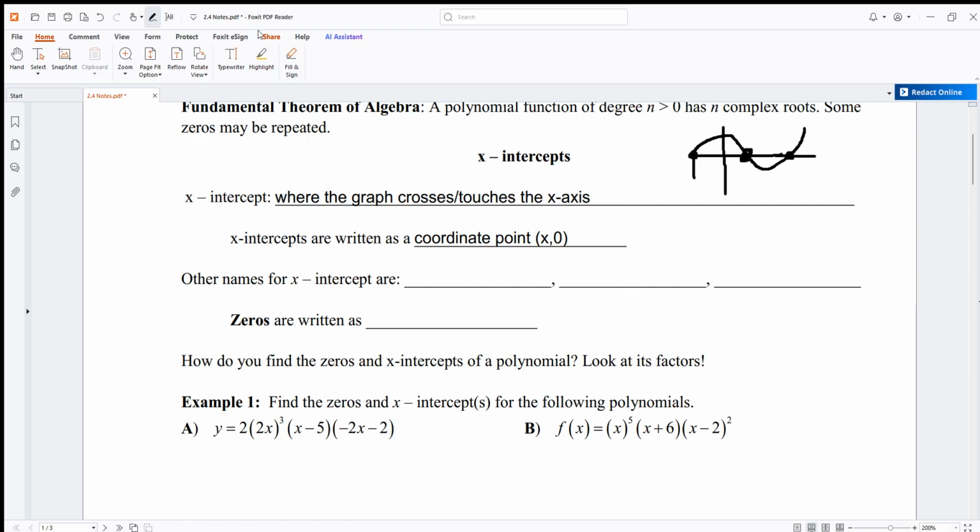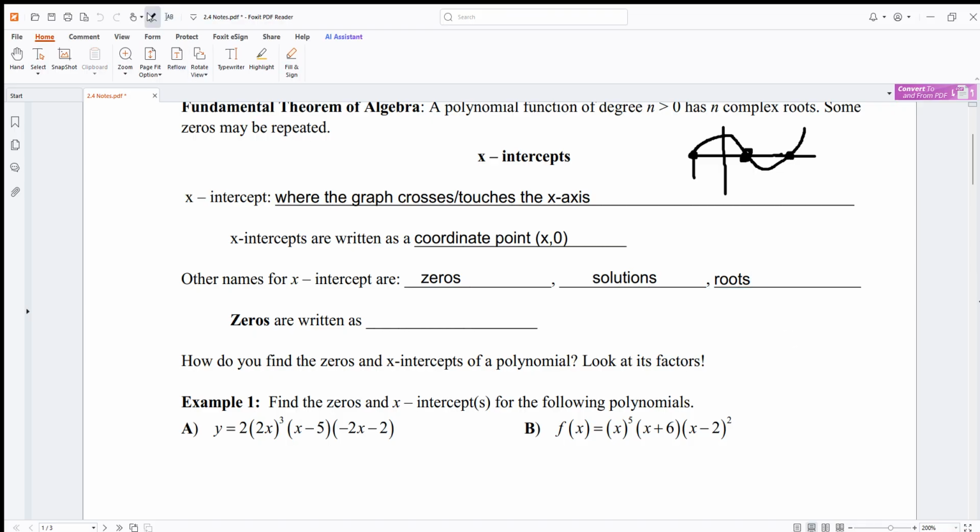Okay, now other names for x-intercepts, you might have heard these before, you might have not. The most popular ones, or the ones we're going to talk about today, is that they're known as zeros. X-intercepts are zeros. They're also known as solutions, because remember, coordinate points are solutions by definition. And the less popular one is that they're also known as roots.